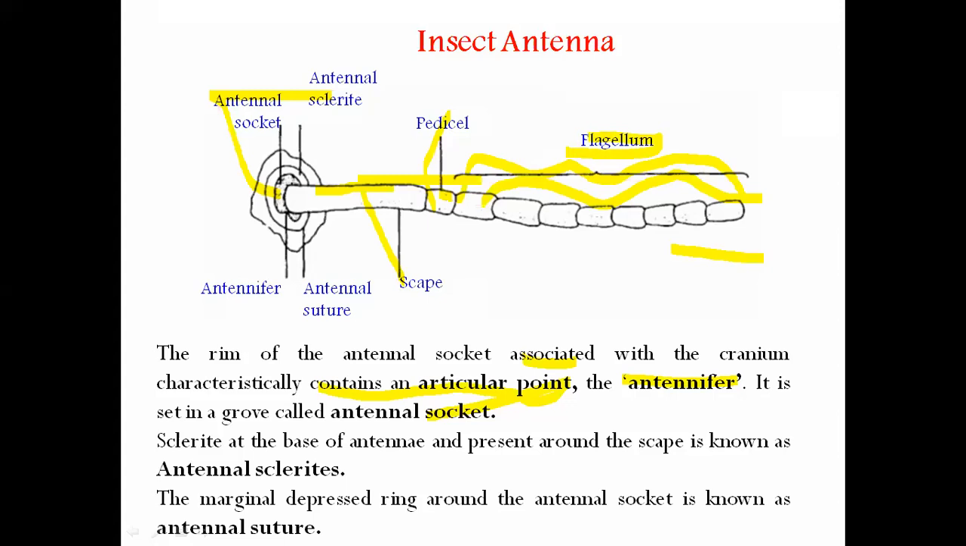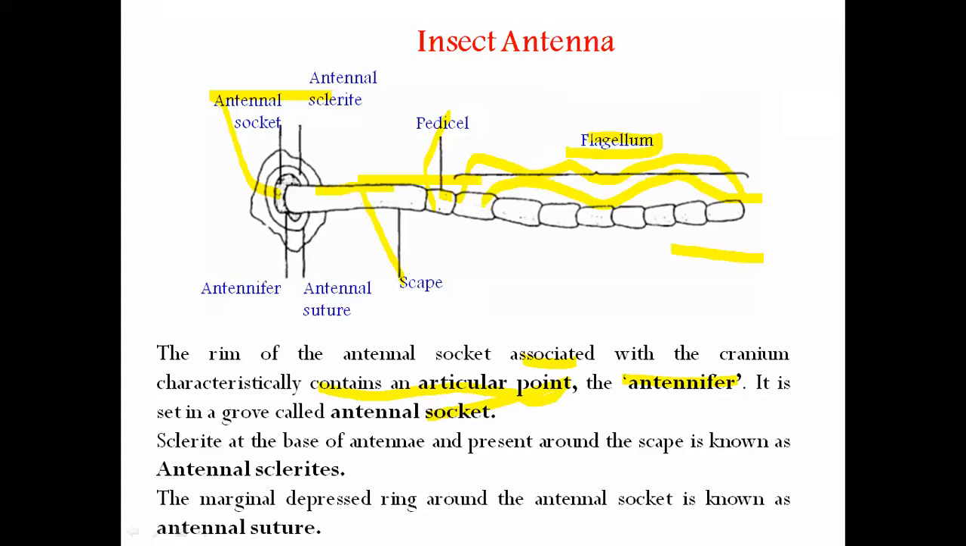So here is the basal part of the scape, where the antennal sclerite is, where the appendages, that is the antennae, are present. That is the antennary segment where the antennae are present, isn't it? This is the overall introductory part. Now, what are the typical antennal parts, what is meant by scape, pedicel, and flagellum?